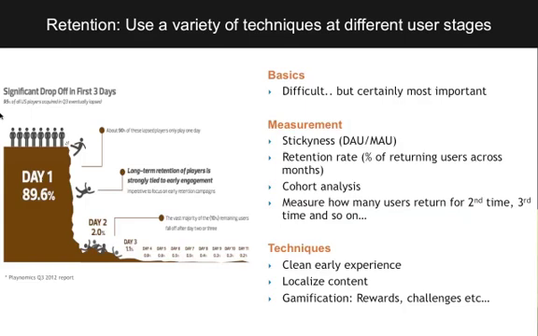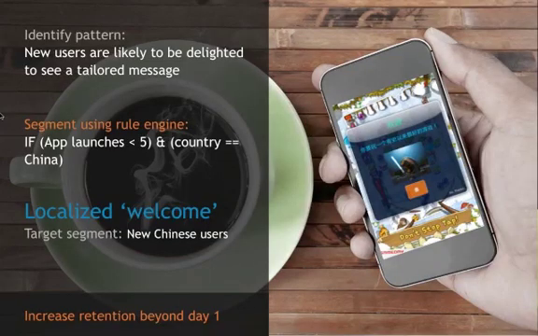Again, the first one, a commonly identified pattern in the industry: new users are likely to be delighted to see a tailored message. Right? Again, super easy to do. What you want to do is create a segment of users who are actually new in your app. And you can define that by either number of app launches or time spent or whatever that is. Right? And if the country is, say, China, for example, what you want to do here is show them a localized welcome message. This will help you obviously increase your retention beyond the first day.